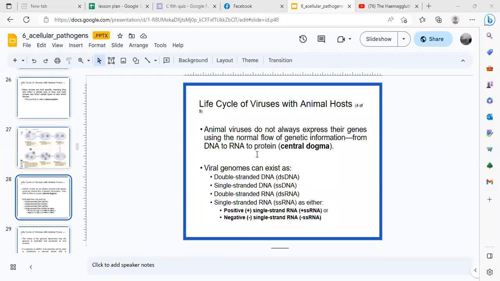Okay, so importante na you know the types of genomes. It can be double-stranded DNA, single-stranded DNA. So RNA can be double-stranded or single-stranded. So sa single-stranded, it can be positive sense or negative sense.